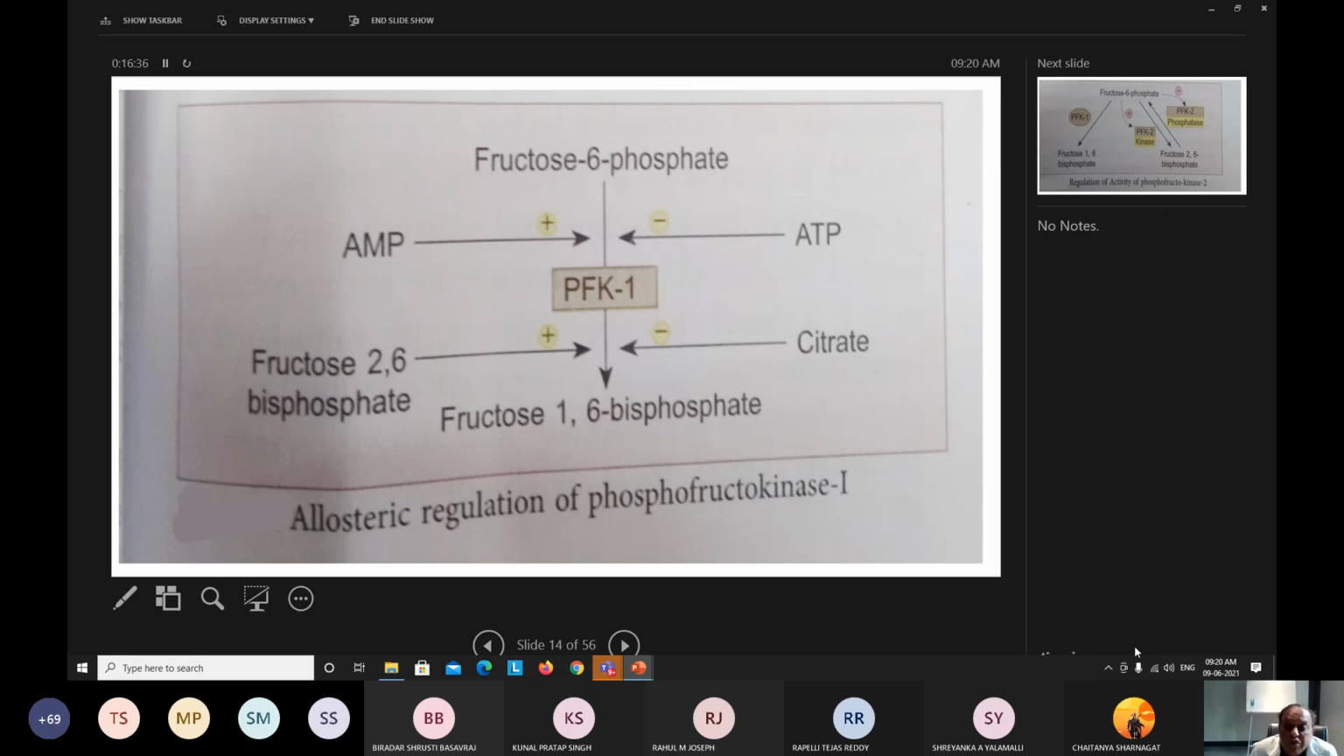When there is a greater amount of ATP and citrate, which is formed from citrate synthase, these are the two things which will inhibit phosphofructokinase. Whereas the presence of AMP and fructose 2,6-bisphosphate will act as activators. Fructose 2,6-bisphosphate is formed by another isoenzyme of phosphofructokinase, and this reaction we will show in the next slide.